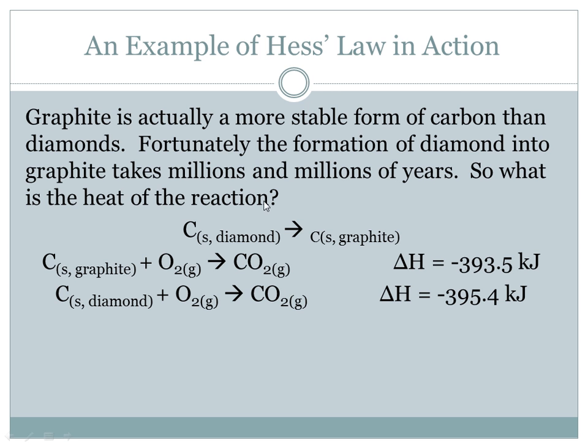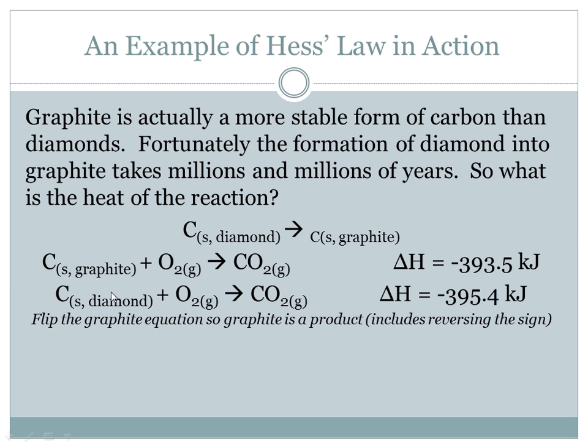Now we're trying to get a reaction of diamond to graphite, but right now the only 2 equations we've been given have both graphite and diamond as reactants, and we need graphite to be a product. So the way that we can do this is by flipping the equation, turning it around, reversing the reaction, making it go from carbon dioxide to graphite and oxygen. If you do this, though, you have to flip the sign, too, of the delta H, because the reaction is going in a different direction.